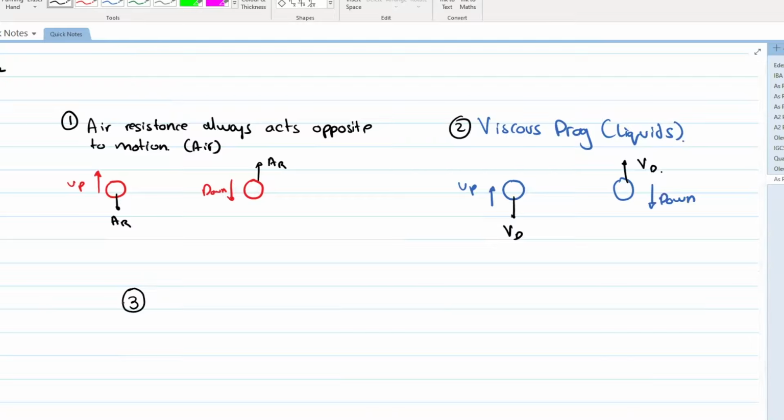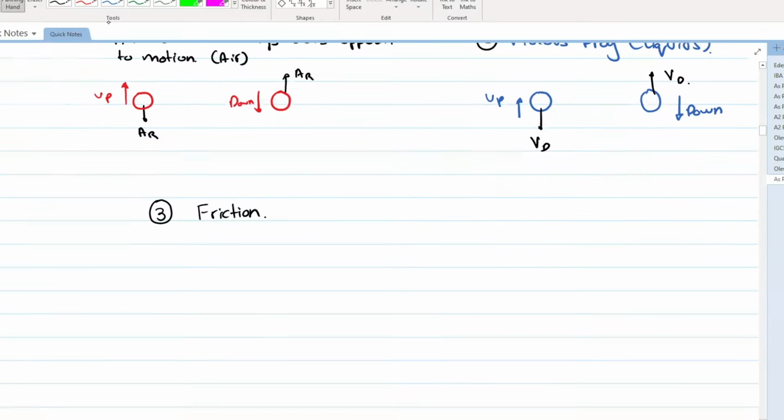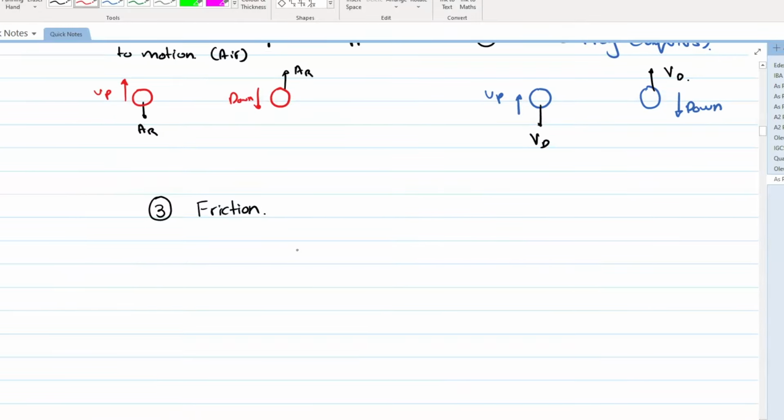Very good. Friction also acts opposite to the motion. Friction also acts opposite to the motion, beta. If your ball is moving to the right side, your friction will act towards the left. If your ball is moving towards the left side, your friction will be towards the right side.